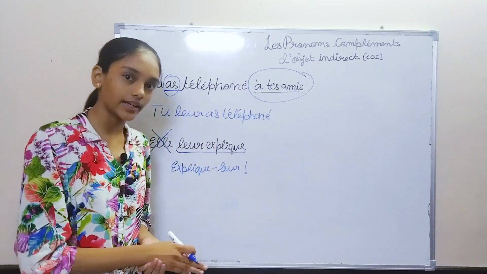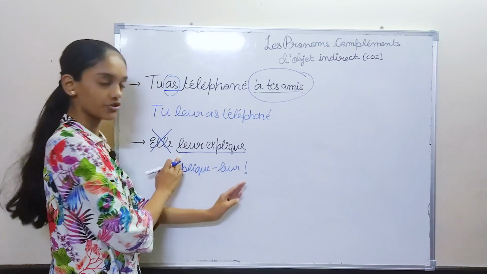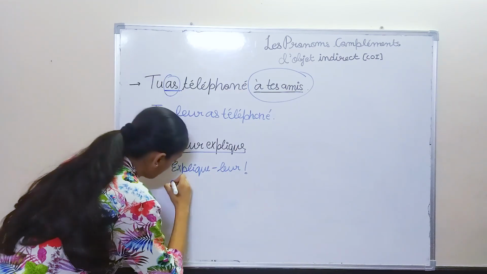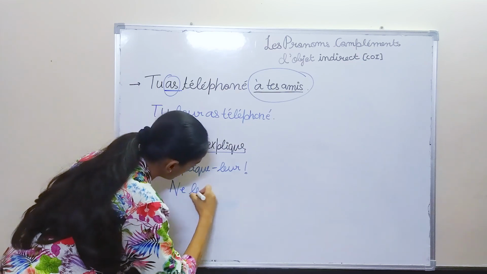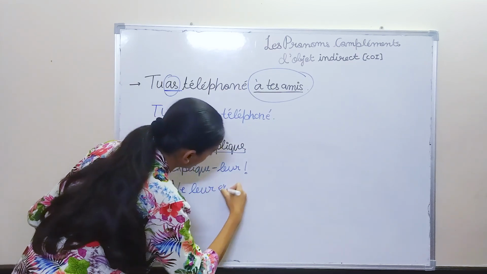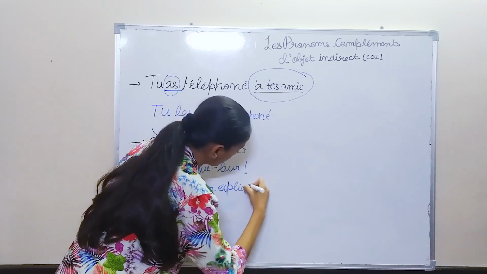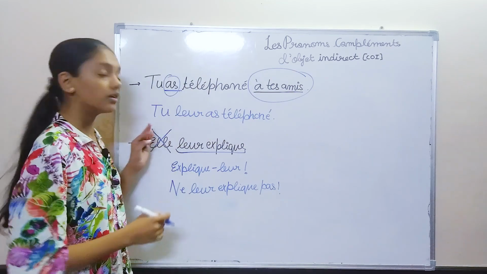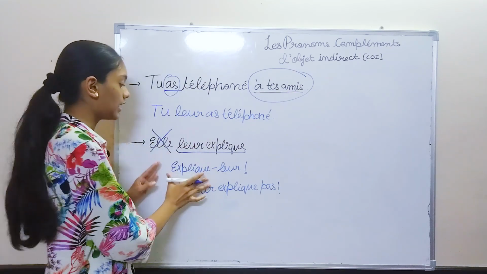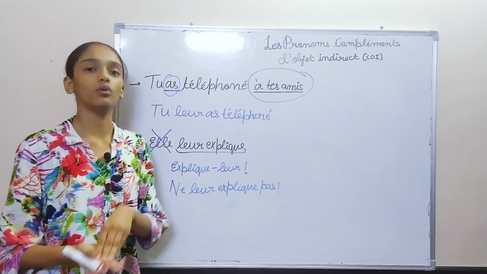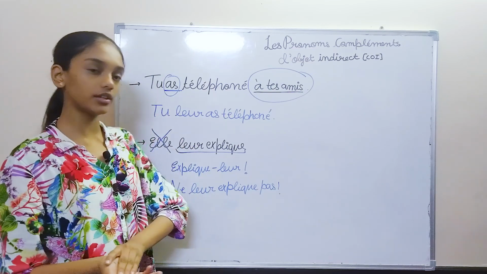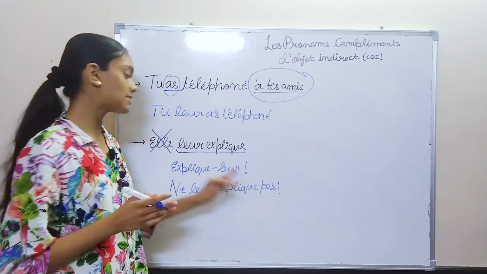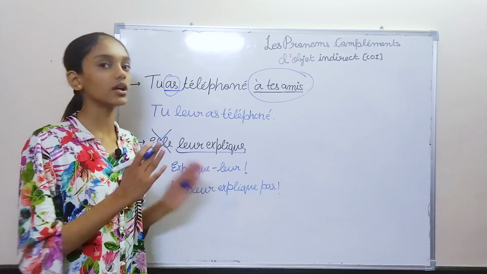Now, if you want to negate it, then you come back to the original form, which is lui in front of the conjugated verb. So it becomes ne lui explique pas. In affirmative form, it will be the opposite, which is the pronoun will be placed after the verb. And in negation, it would be the normal way, which is the pronoun before the verb.